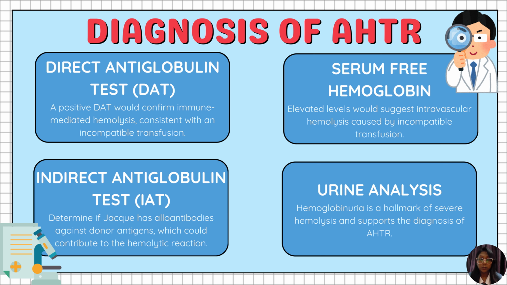First, direct antiglobulin test. A positive DAT will confirm immune-mediated hemolysis consistent with an incompatible transfusion. Next, serum-free hemoglobin. Elevated levels will suggest intravascular hemolysis caused by incompatible transfusion. Next, the indirect antiglobulin test. It will determine if Jack has alloantibodies against donor antigens, which could contribute to the hemolytic reaction. Next, urine analysis. Hemoglobinuria is a hallmark of severe hemolysis and supports the diagnosis of AHDR.